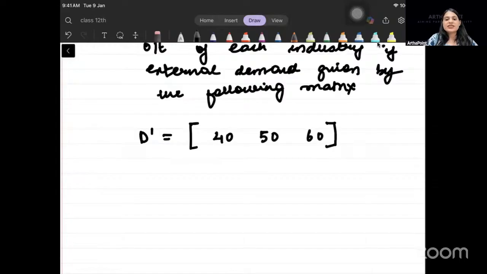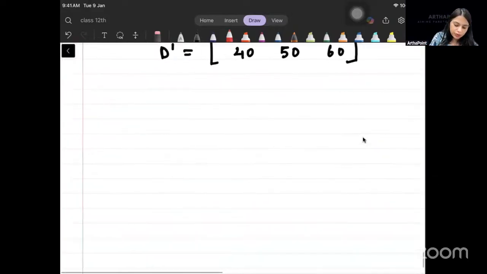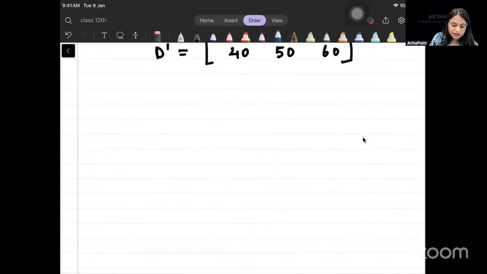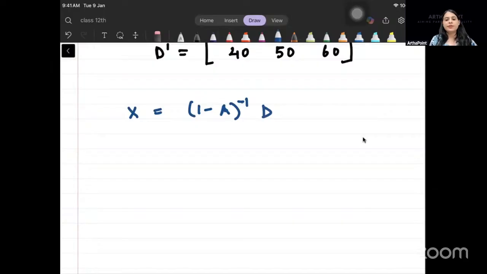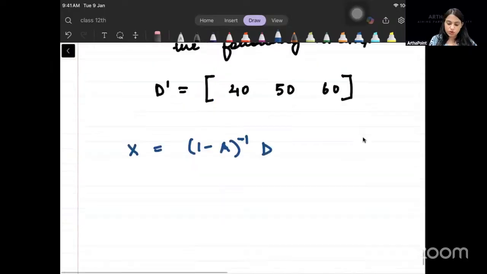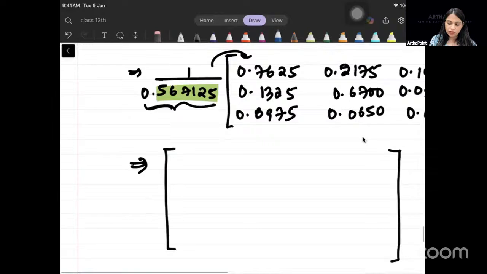अब उन्होंने हमें एक एक्सटर्नल डिमांड का मैट्रिक्स दे दिया. So we know the output vector. कैसे निकालते हैं हम आउटपुट वेक्टर? So the output vector x is given by I minus A inverse into D. I minus A inverse into D. So I need this I minus A inverse now.